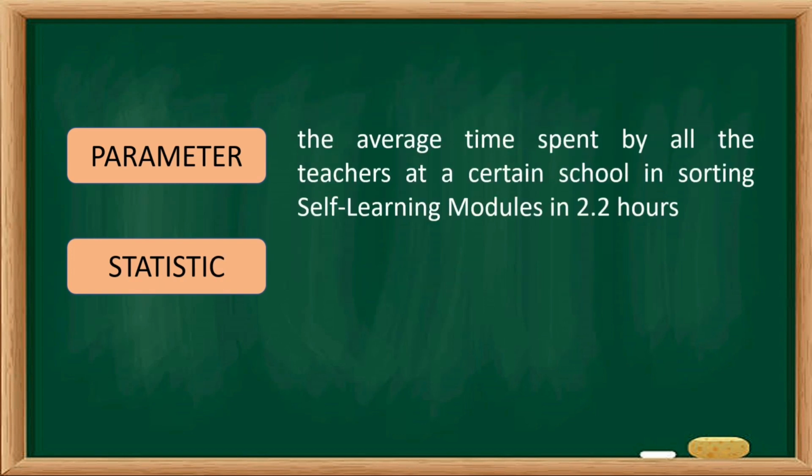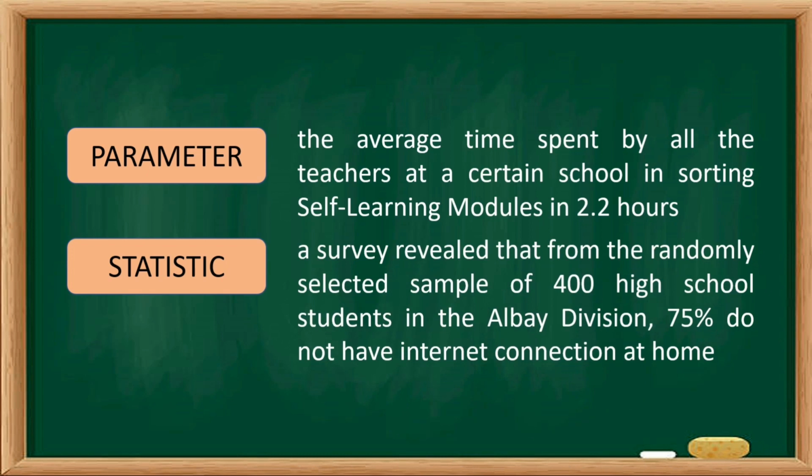Next, parameter: the average time spent by all the teachers at a certain school in sorting self-learning modules is 2.2 hours. Statistic: a survey revealed that from the randomly selected sample of 400 high school students in the Albay division, 75% do not have internet connection at home.